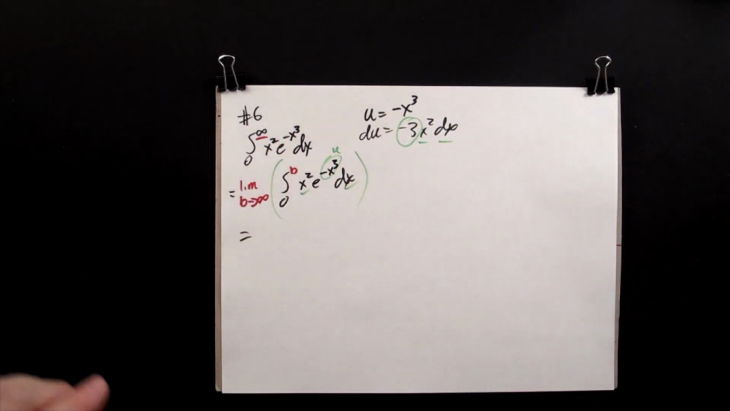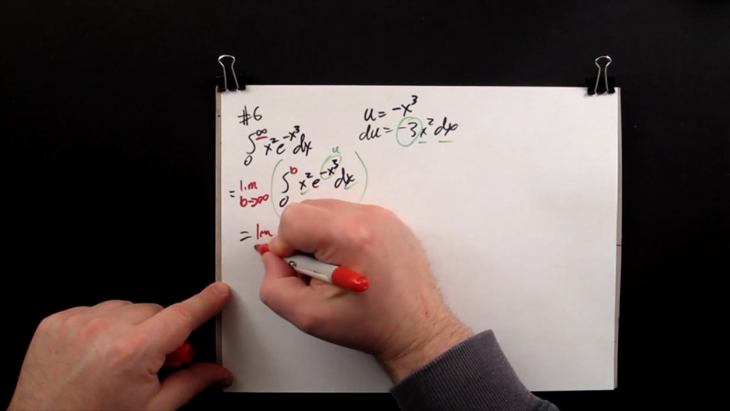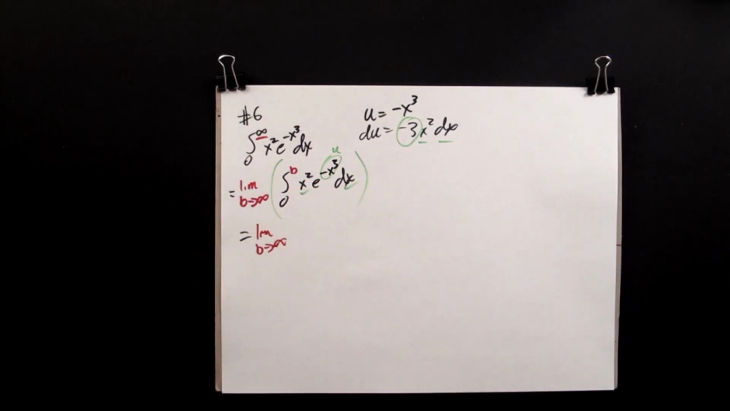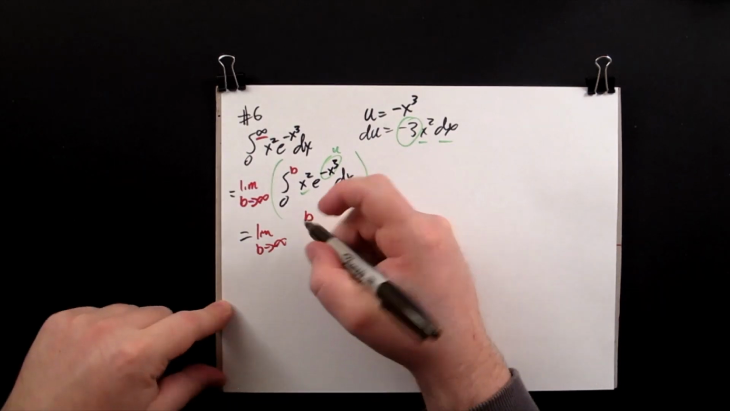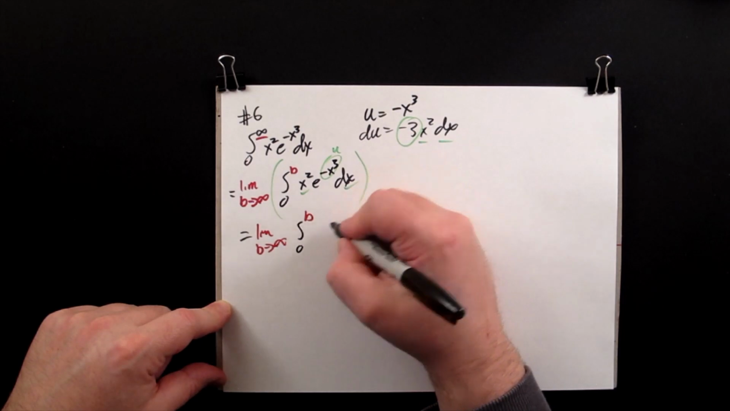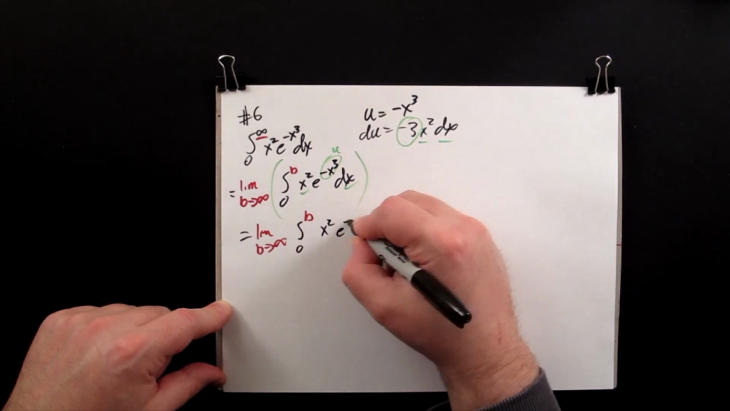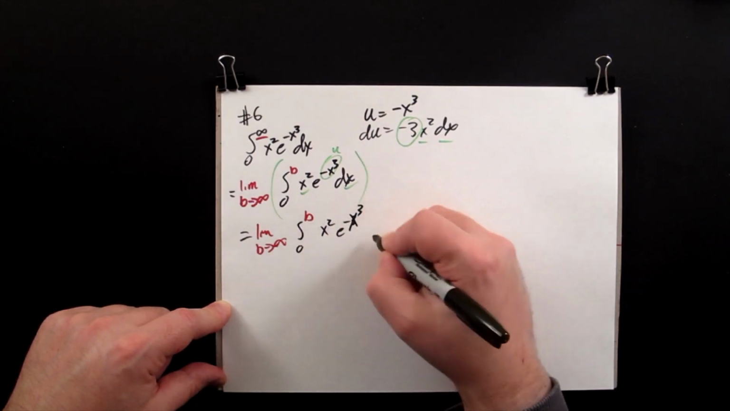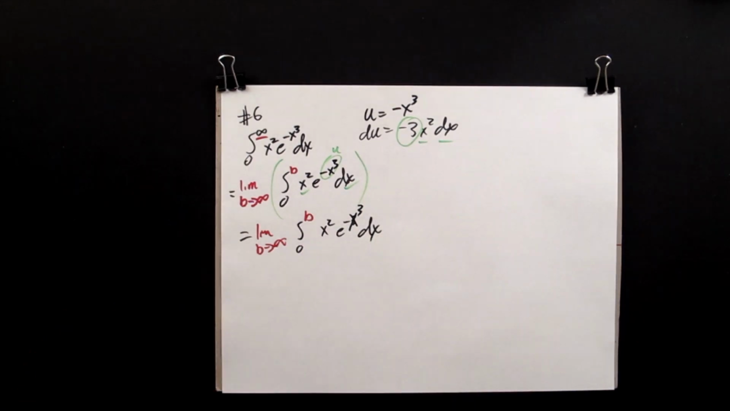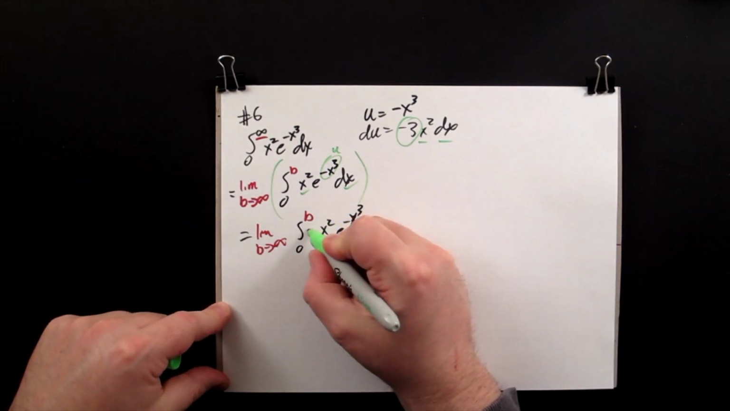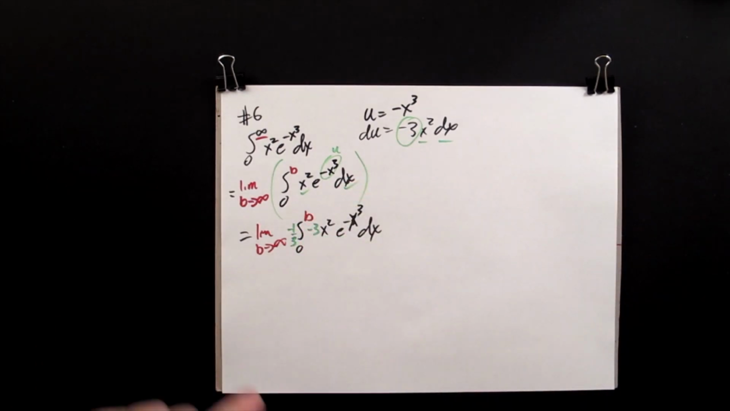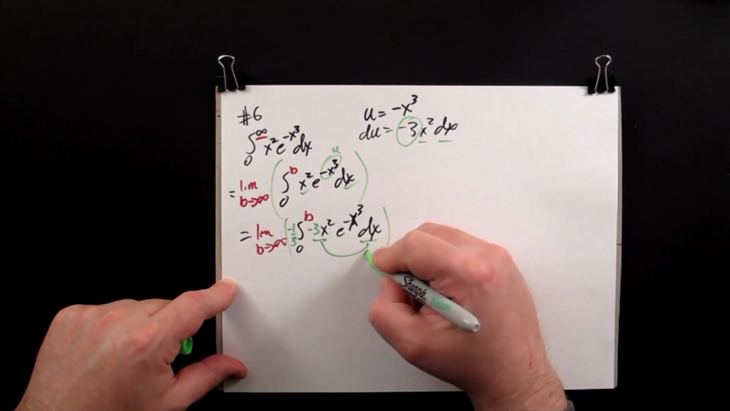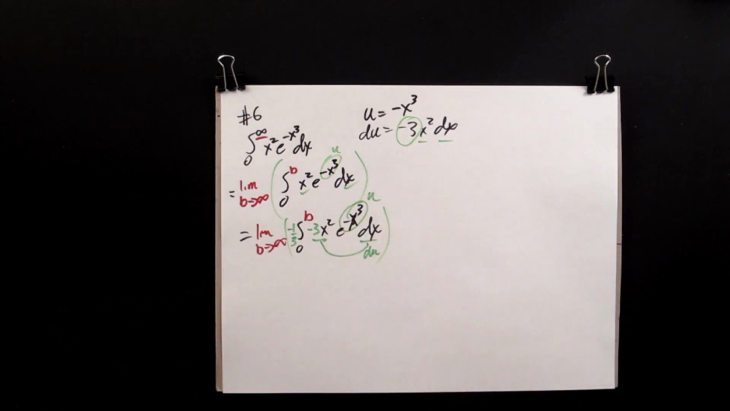Okay, so we still have this limit. That's going to be hanging around for a bit. The integral from 0 to b of x squared e to the minus x cubed dx. Okay, and what we need to make this u-sub work is a minus 3 here, and we have to keep this balanced. So we're going to need a minus 1/3 outside. Now we have our du, and we have our u here.